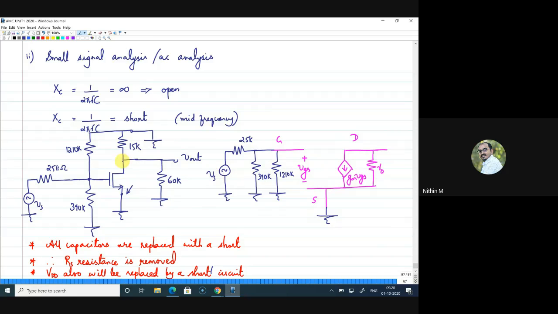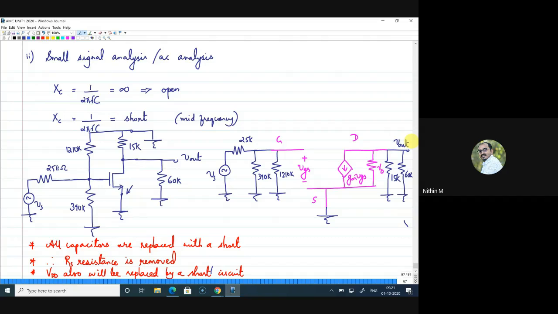Now when I look at the drain point, this is the drain point. What are the components there? 15K from that point to VDD. VDD is now ground. So I have to connect a resistance there of 15K from that point to ground. Again from the same point you have another 60K resistance from there to ground. So this is 60K. As I mentioned before, you can draw one resistance and put the equivalent resistance as 15K parallel to 60K, and this is the V out node. This is the V out point.